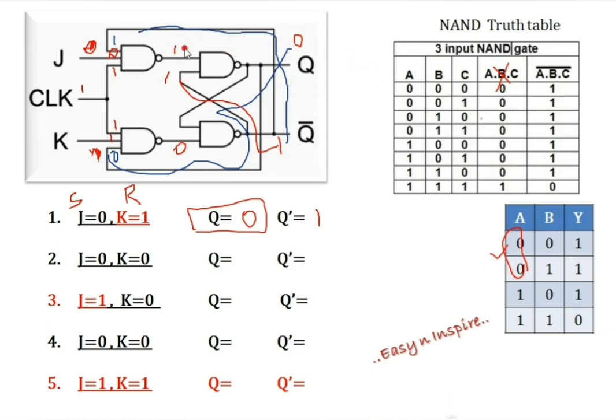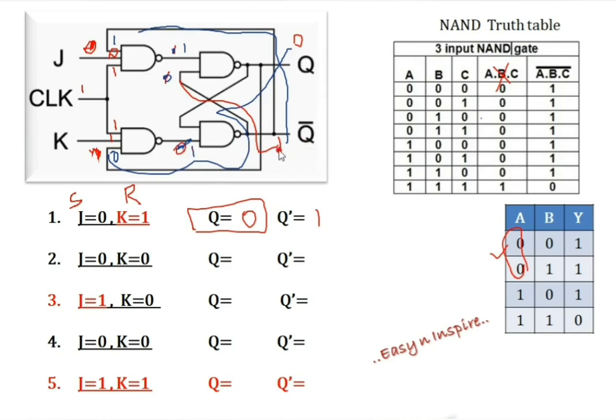The output is 1, so this is 1. 1, 1, 0 to the NAND gate, the output is 1. So again I am taking 1 here. So 1, 1. Previous values, don't consider. I am taking only the blue color one. Blue color one. Okay, so 1, 1.